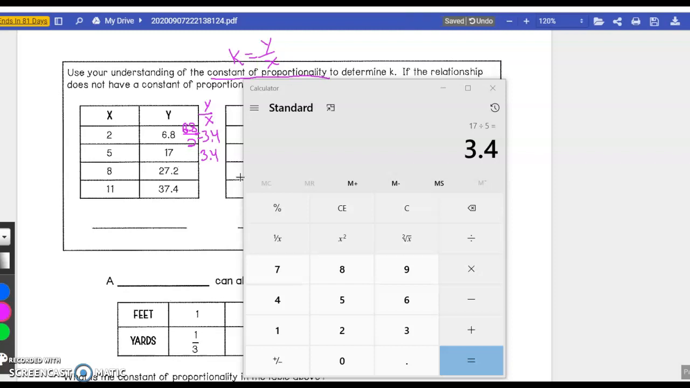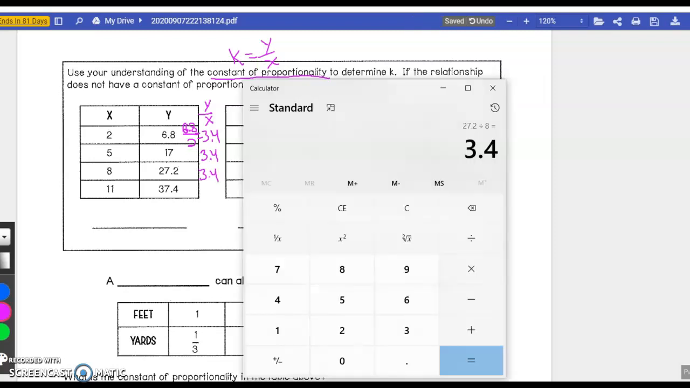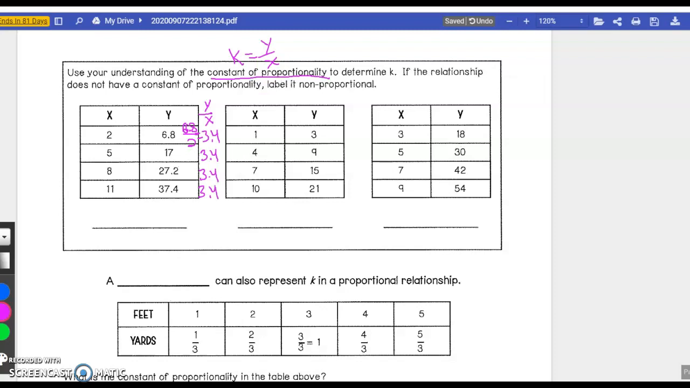Don't just go in order. You got to make sure you're following the equation. Y divided by x. And then 27.2 divided by 8 is 3.4. Now don't get here and say, oh, I'm done, because they all have to have it. 37.4 divided by 11 is 3.4. Is it okay to use a calculator? Absolutely. So we can determine that our constant is 3.4, which means this is proportional.